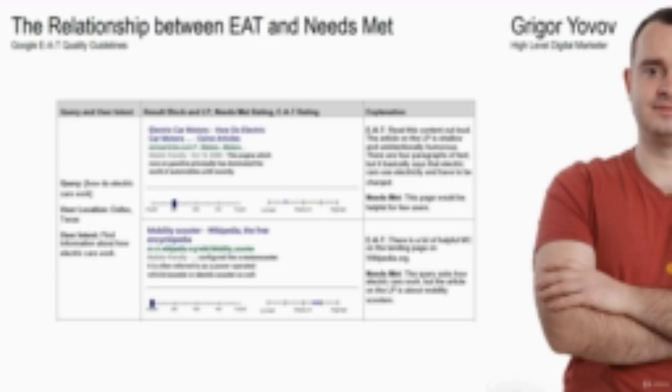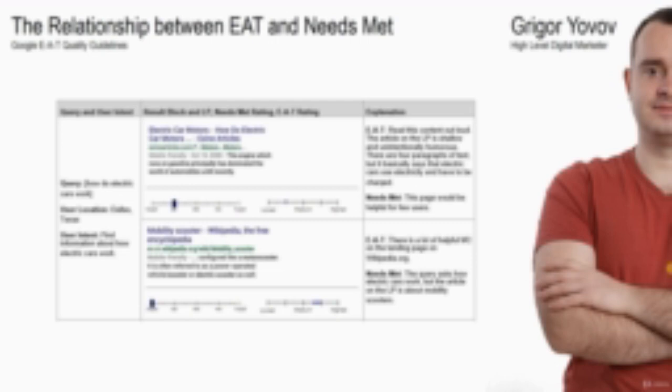a low EAT rating. The reason is that the EAT rating is low because the article on the landing page is shallow and unintentionally humorous. Also, there are 4 paragraphs of text, but it basically says the electric cars use electricity and have to be charged. Needs met, this page would be helpful for few users.